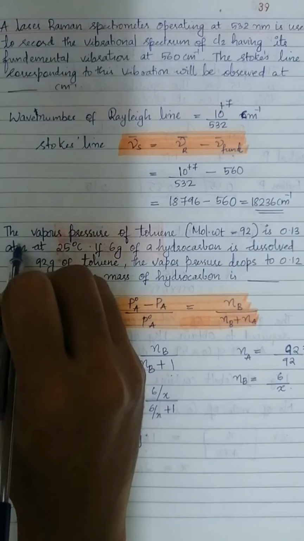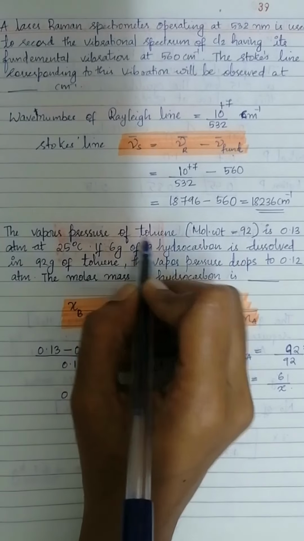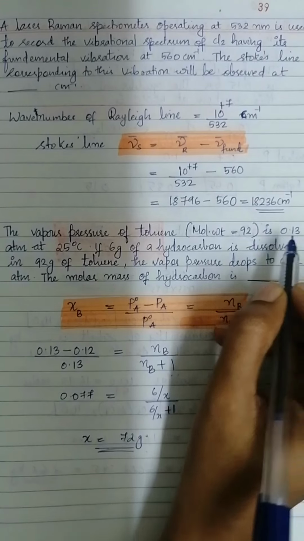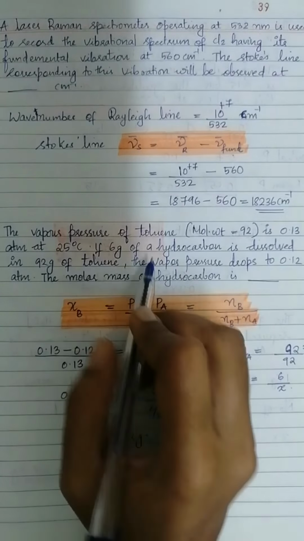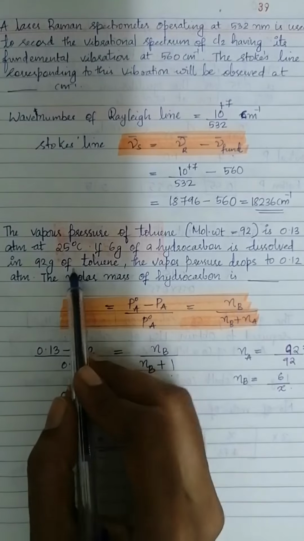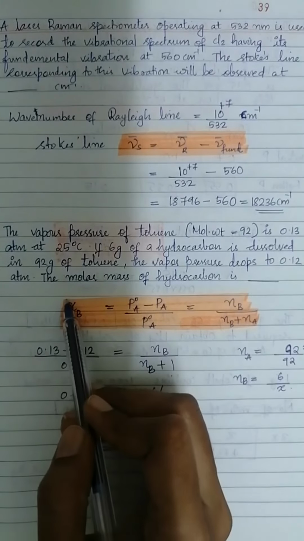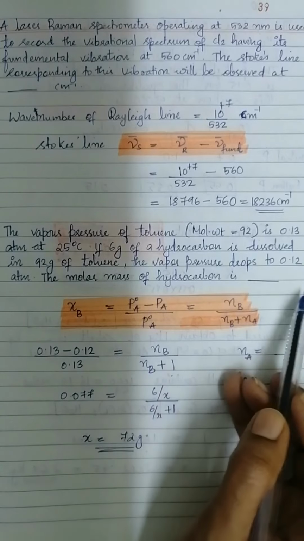Now moving on to the next question, the vapor pressure of toluene, whose molecular weight is 92 gram, is 0.13 atm at 25 degrees Celsius. If 6 gram of the hydrocarbon is dissolved in 92 gram of toluene, the vapor pressure drops to 0.12 atm. The molar mass of the hydrocarbon is dash.